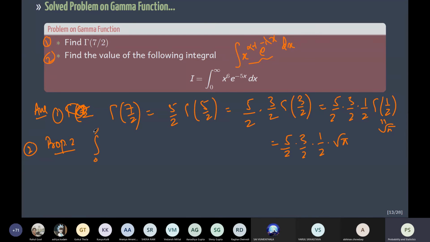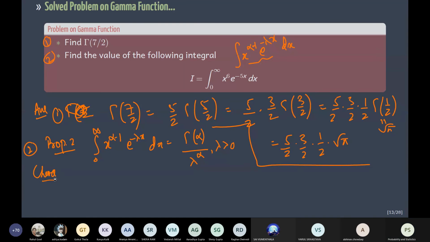if we recall, property 2 was the integral from 0 to infinity of x to the alpha minus 1 e to the minus lambda x dx, and this was gamma alpha by lambda to the alpha, lambda greater than 0. So this was property 2, right? And this seems to be useful now because we have identified this integral, and then we use this. So choose alpha is equal to 7 and lambda is 5.